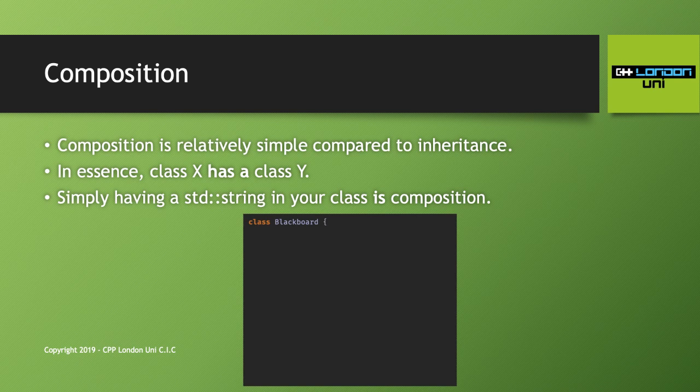And just an example, right? Let's make a class called Blackboard. Stick a string in it for the text of the blackboard. Great, you've done composition. Have some declarations.